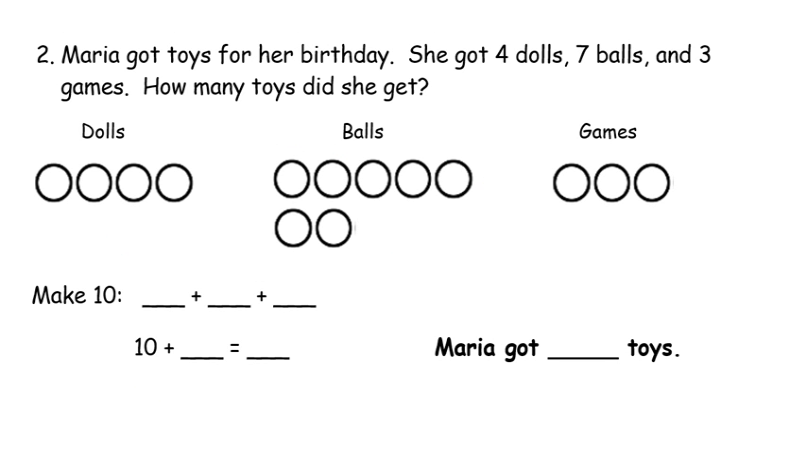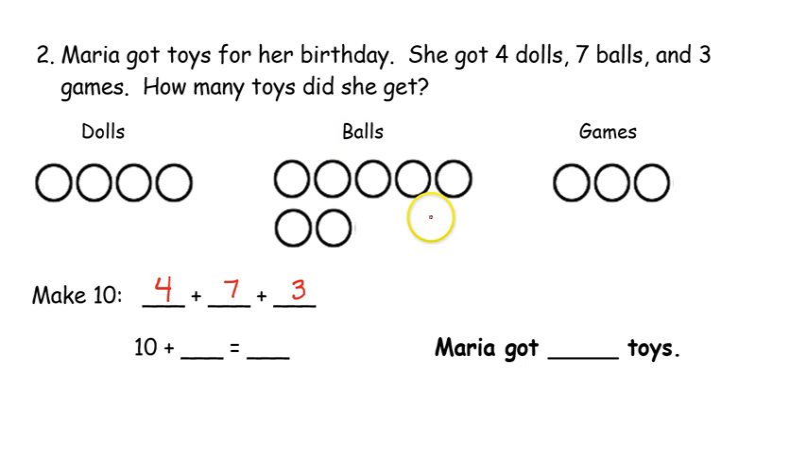Here's another example. This one says Maria got toys for her birthday. She got 4 dolls, 7 balls, and 3 games. How many toys did she get? And once again, we have a picture showing each toy, and we have a disc showing the number of toys in those sections. So the numbers we're going to add are 4 for the dolls, 7 balls, and 3 games. Now I need to look at these pictures and decide which two can I combine to make a 10.